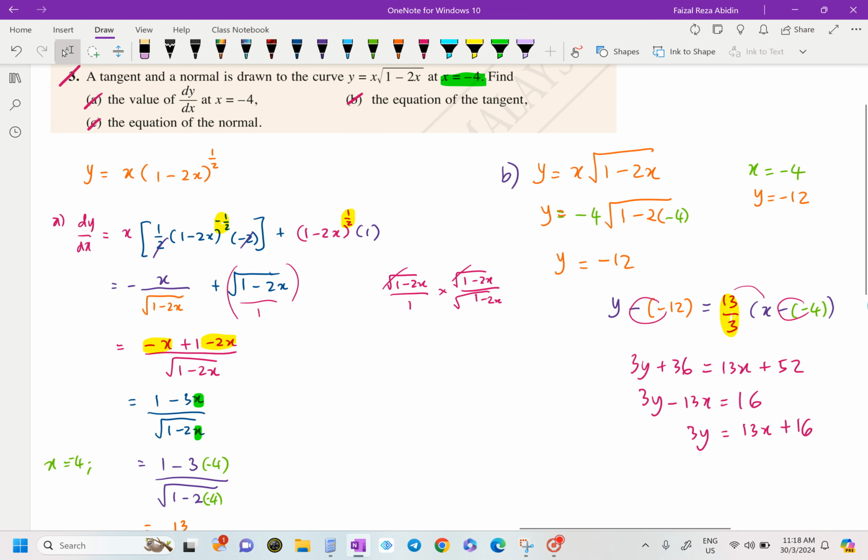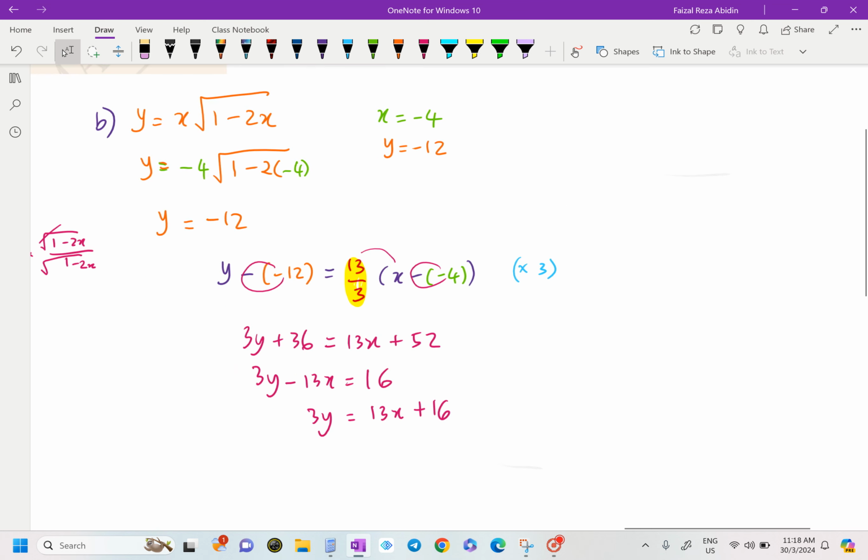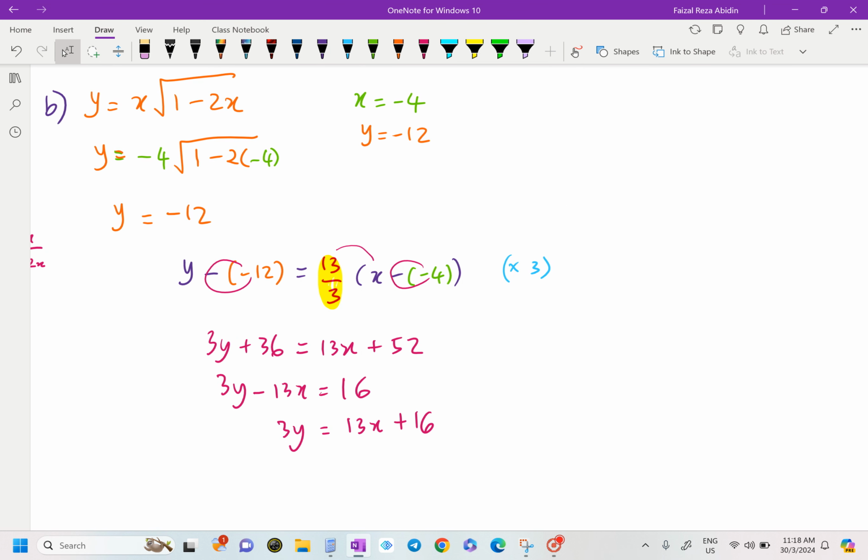Next, the equation of the normal. Just now, our m1 is 13 over 3, so I'm going to find my m2 first. We know that m1 times m2 equals negative 1. So with m1 being 13 over 3, you are going to get m2 equal to negative 3 over 13. The third part here is going to be my normal.